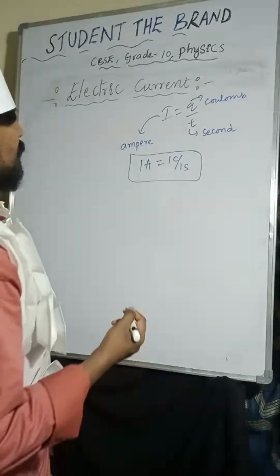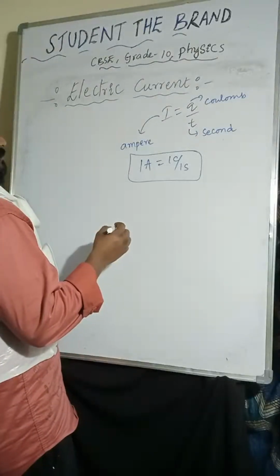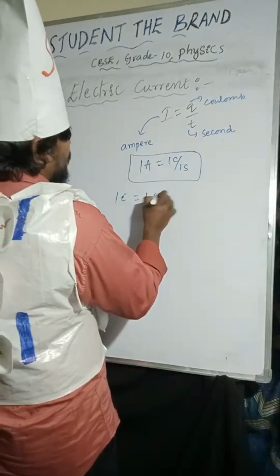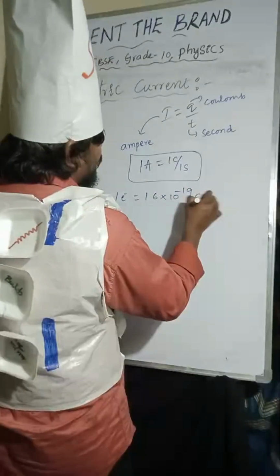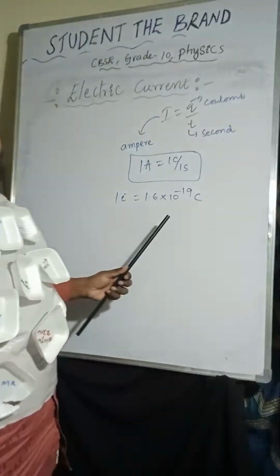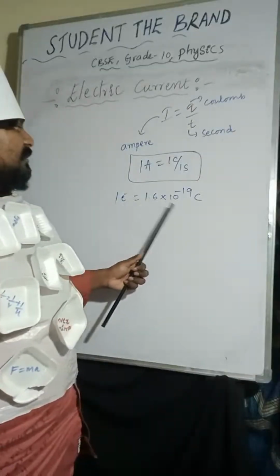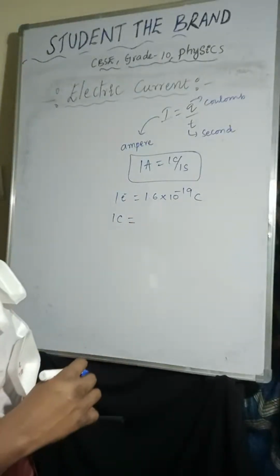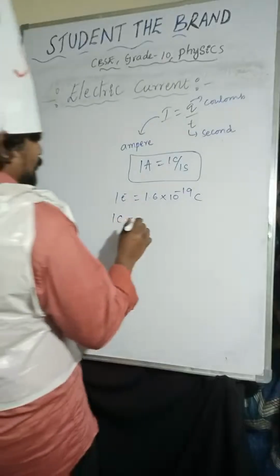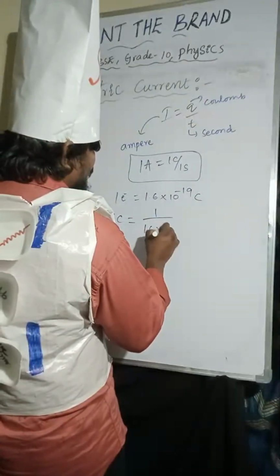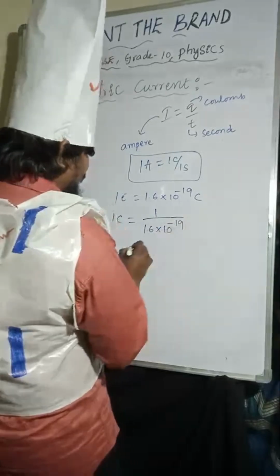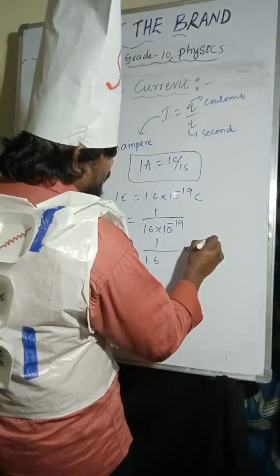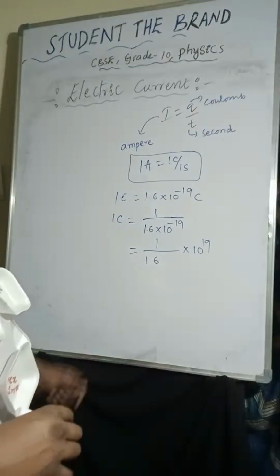Now we can see that on 1 electron, the charge is 1.6 into 10 power minus 19 coulomb. On 1 electron, how much charge is present? 1.6 into 10 power minus 19 coulomb. In 1 coulomb, so 1 by 1.6 into 10 power minus 19. So then we can take 1 by 1.6 into 10 power 19.